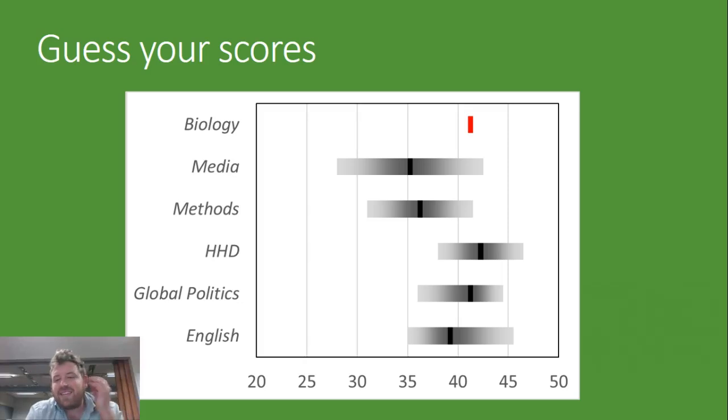So now this idea of the top 4 starts to look a little bit shaky. Because media, which in this example is your lowest guess subject, there's some possibility that you actually blitz it and you hit it out of the park. And there's some possibility that you do really badly in global politics. Still not particularly badly, by the way. You're still getting high 30s, so you're a pretty brilliant student.